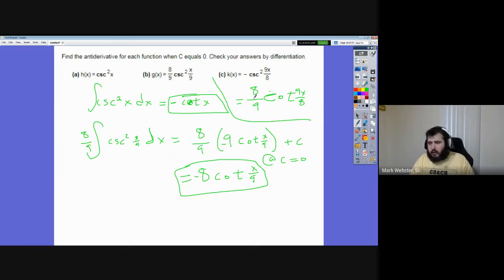And again, you can take the derivative to double check that your answer is right. And that's fine. It even tells you, hey, check your answers by differentiation. They're not going to make you check your answers by differentiation, but you could. If it helps you to make it easier to know that you are correct, do it.